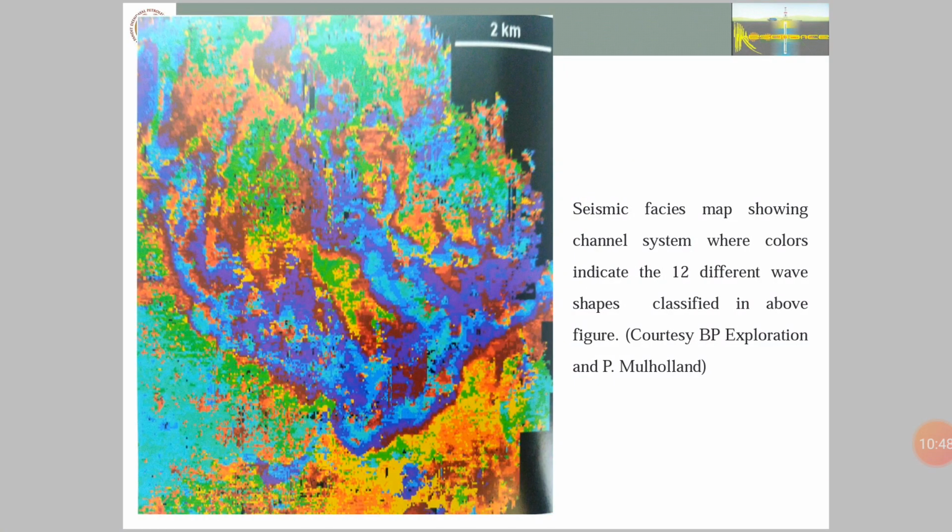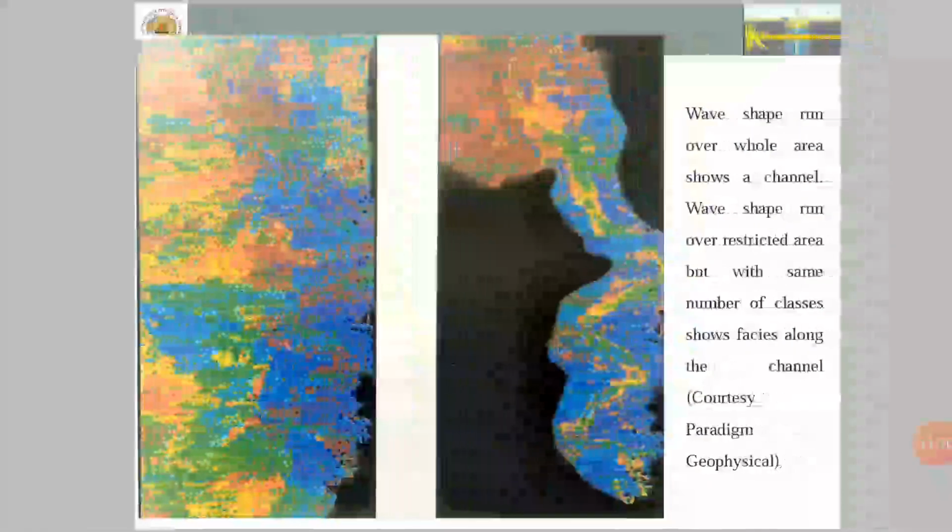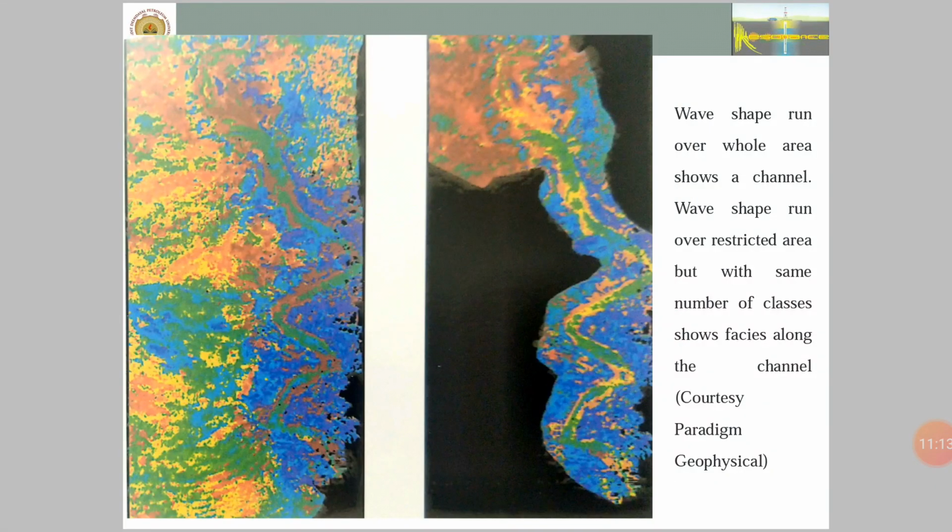In the next slide, we can see a seismic phases map showing a channel system where colors indicate the 12 different wave shapes which we have talked about in the previous slide. The classification gives us the wave shape run over a restricted area but with the same number of classes, which shows phases along the channel. And as I go to my next slide, we can talk about wave shape run over the whole area which shows a channel. Wave shape run over a restricted area but with the same number of classes shows phases along the channel.